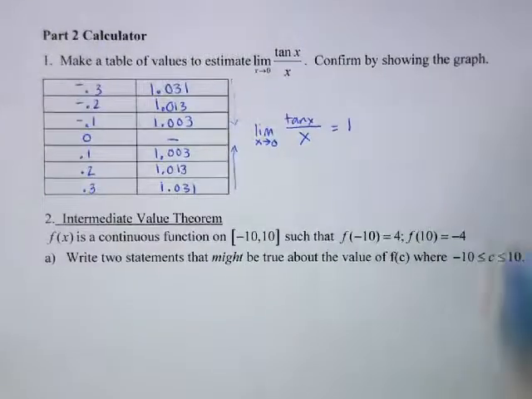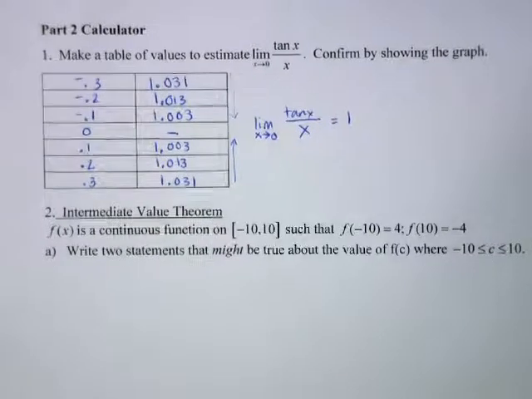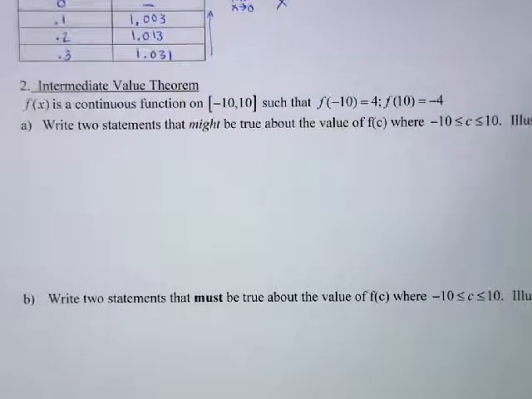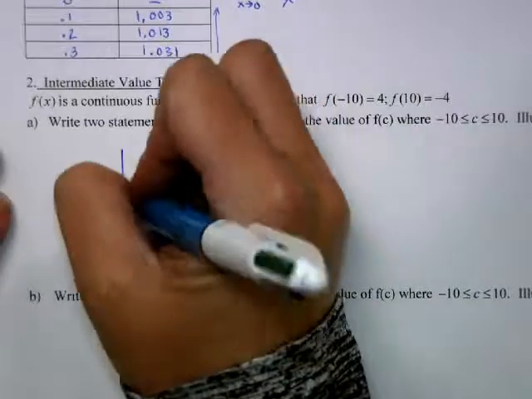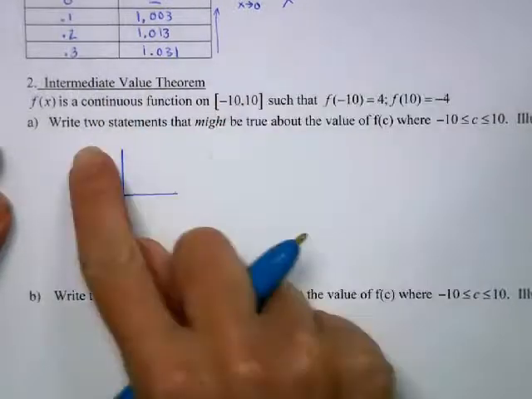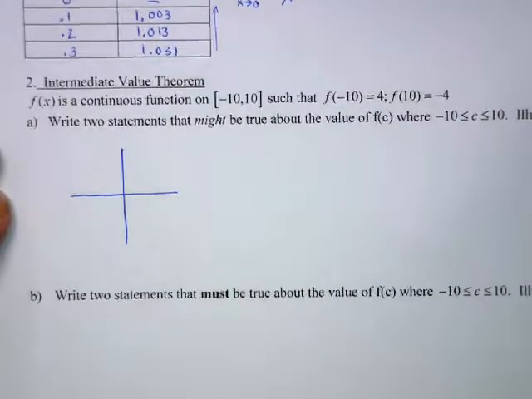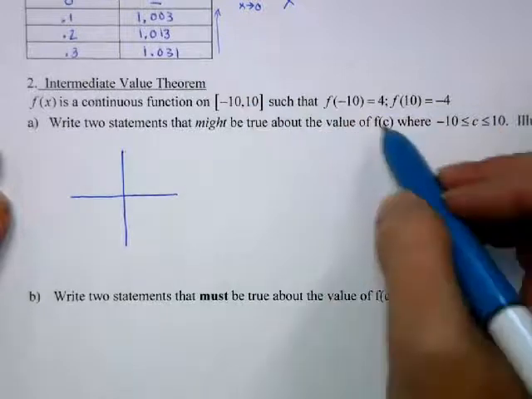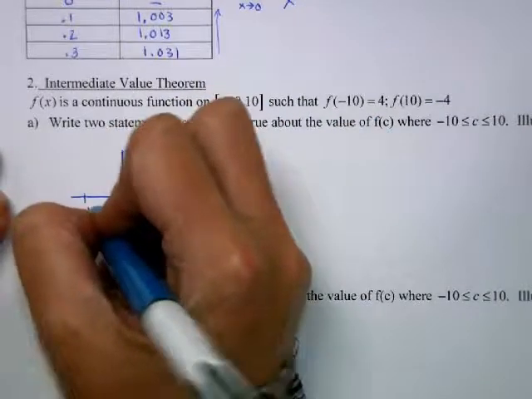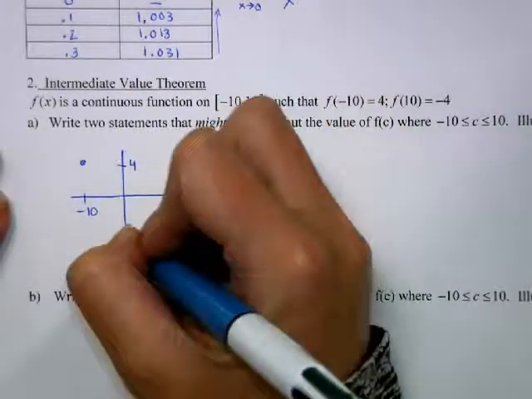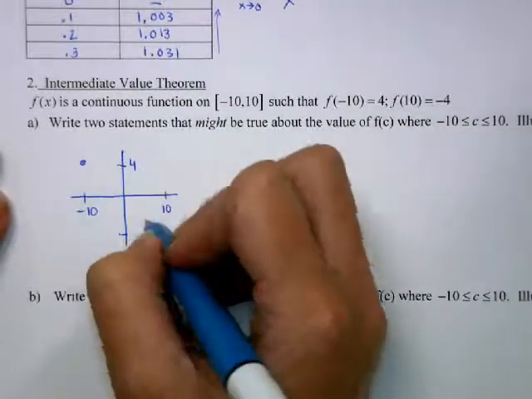Okay. The intermediate value theorem. Okay, if a function is continuous, I'm going to draw a picture to help us illustrate. It says write two statements that might be true and write two statements that must be true. So there's going to be a slight difference between these. We're given that f of negative 10 is 4, and f of 10 is negative 4. Okay, so this is what we know to be true about the graph.